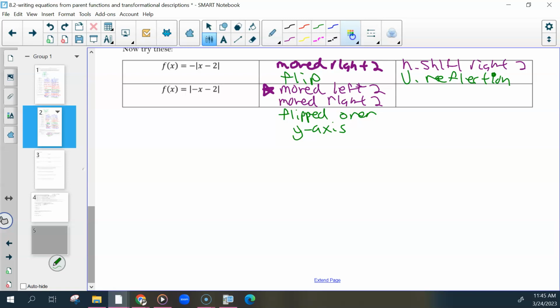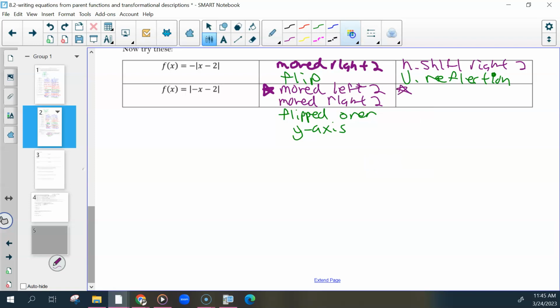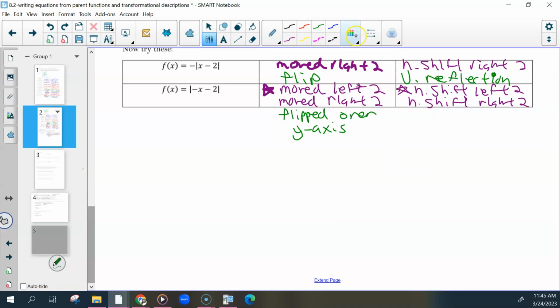So how you write that is up to you. Flipped over the y-axis, horizontally flipped, flipped from left to right, any of those work. So what it looked like, rule would be your horizontal shift left 2. What it actually did was horizontal shift right 2 and a horizontal reflection.